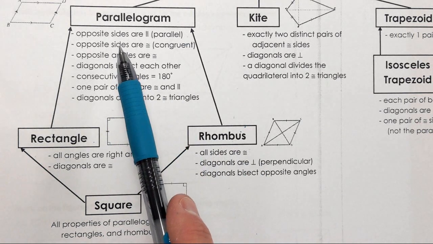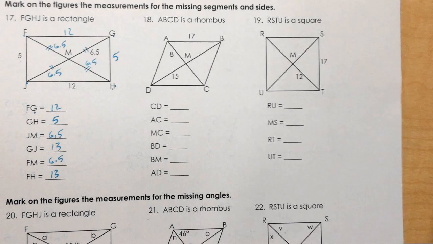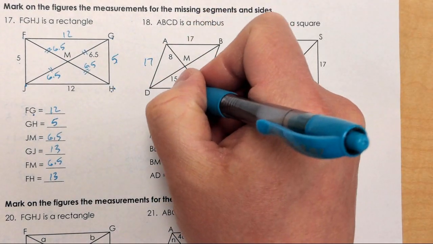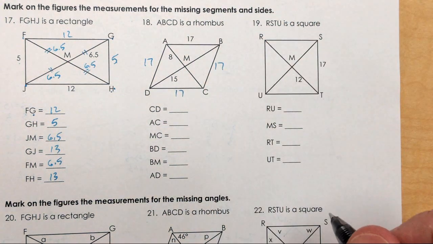So not just opposite sides are congruent, it's all sides are congruent. So on this picture here, if we have a rhombus, if AB is 17, all these other sides must be 17 because that's the definition of a rhombus.